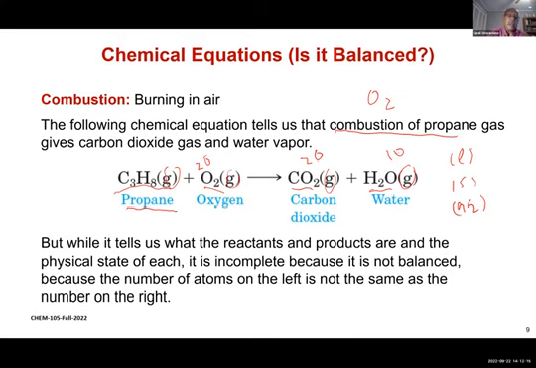Even the carbon is not balanced. 3 carbons here, 1 carbon here. Hydrogen: 2 hydrogens here, 8 hydrogens here. Therefore, the reaction is not balanced. You identify the physical states, reactants and products, then we have to balance the atoms on both sides.